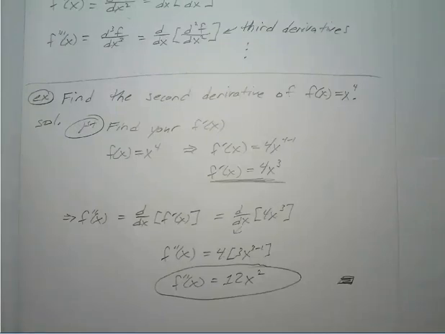Like I said, pretty straightforward. No rules are changing. You're doing the exact same thing you would do to find the first derivative. You're just applying it to the derivative. If you are still writing, feel free to press pause, but we're going to go ahead and move on to our next example.